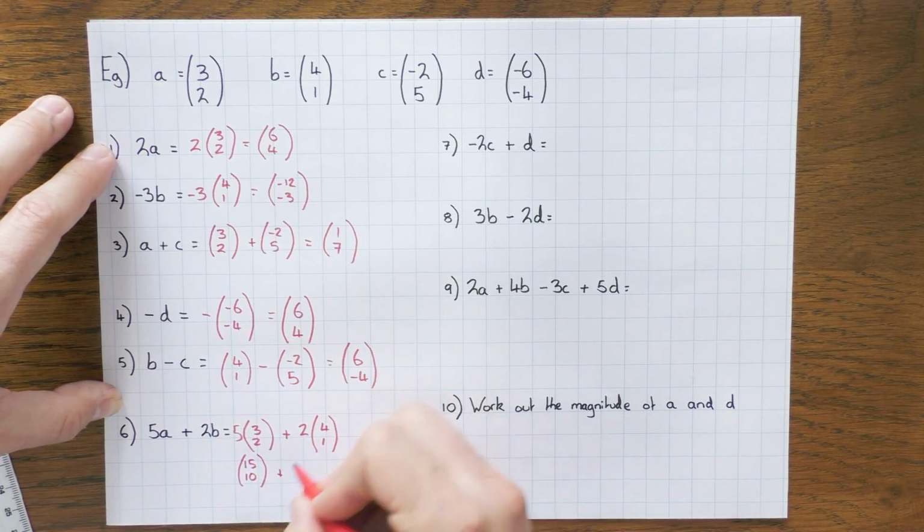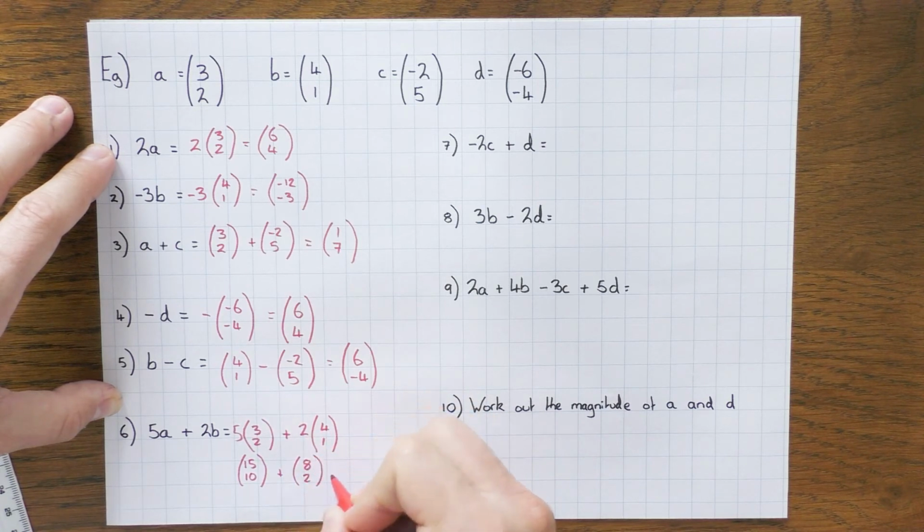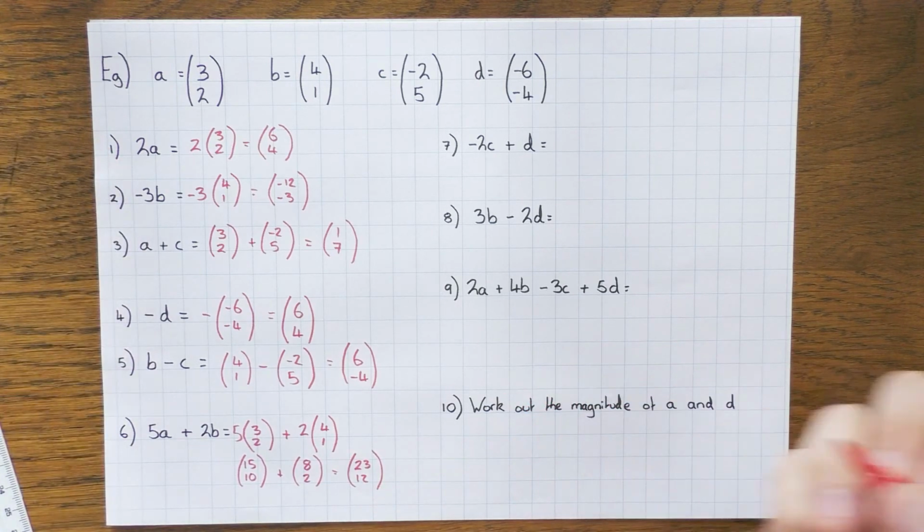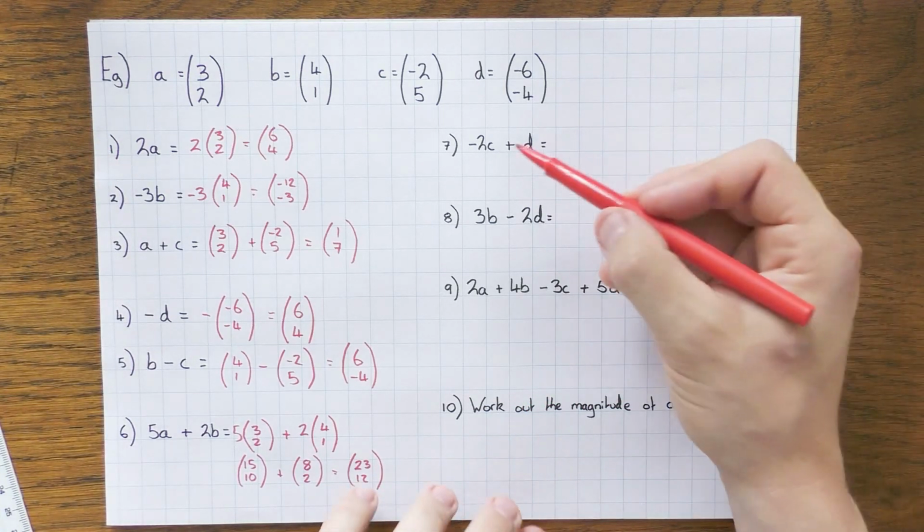And then we've got the next one. 2 4s are 8. 2 1s are 2. And then, of course, add the tops. 15 add 8 is 23. 10 add 2 is 12. And you're done.